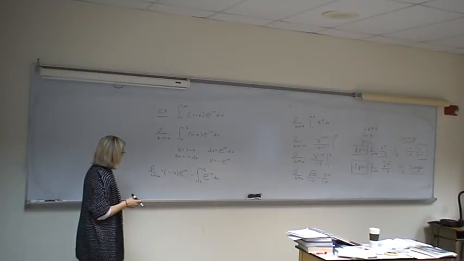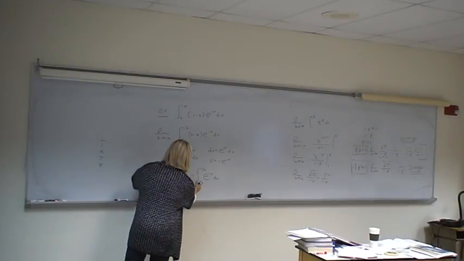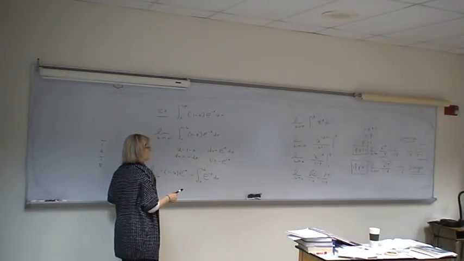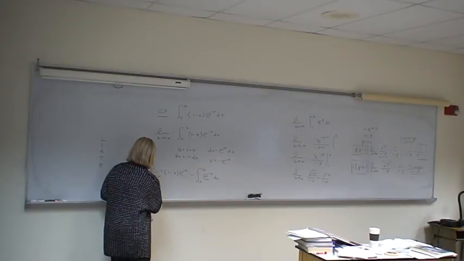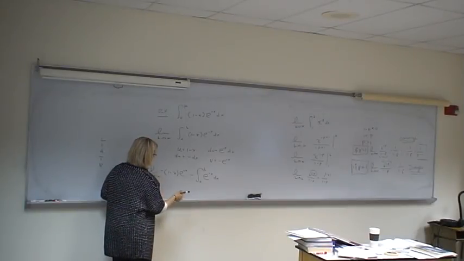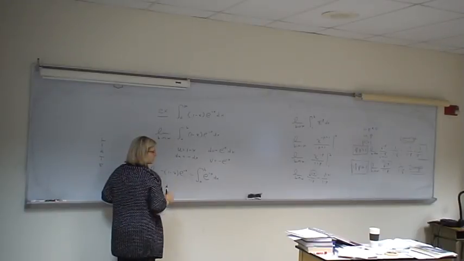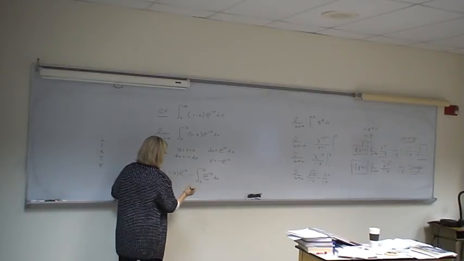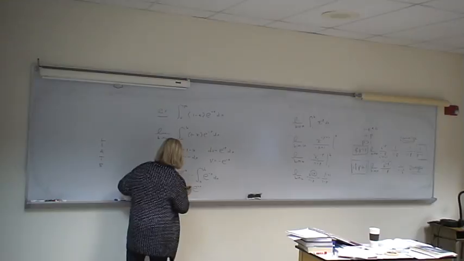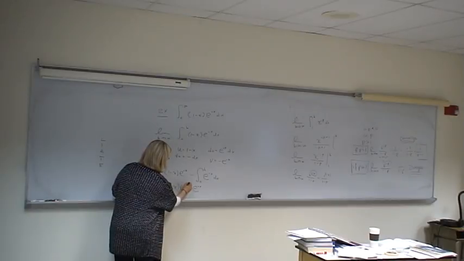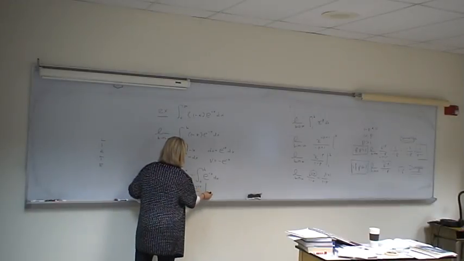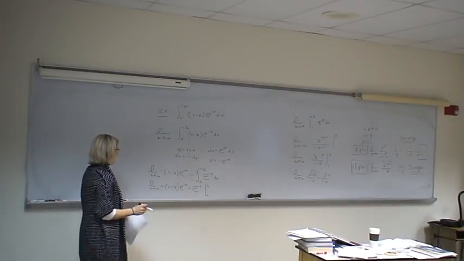Let's see what happens. The integral of e to the negative x is negative e to the negative x. I've got another negative sign out front, so it cancels out, and we just get e to the negative x. So I have minus (1 minus x) e to the negative x, evaluated from 0 to b.